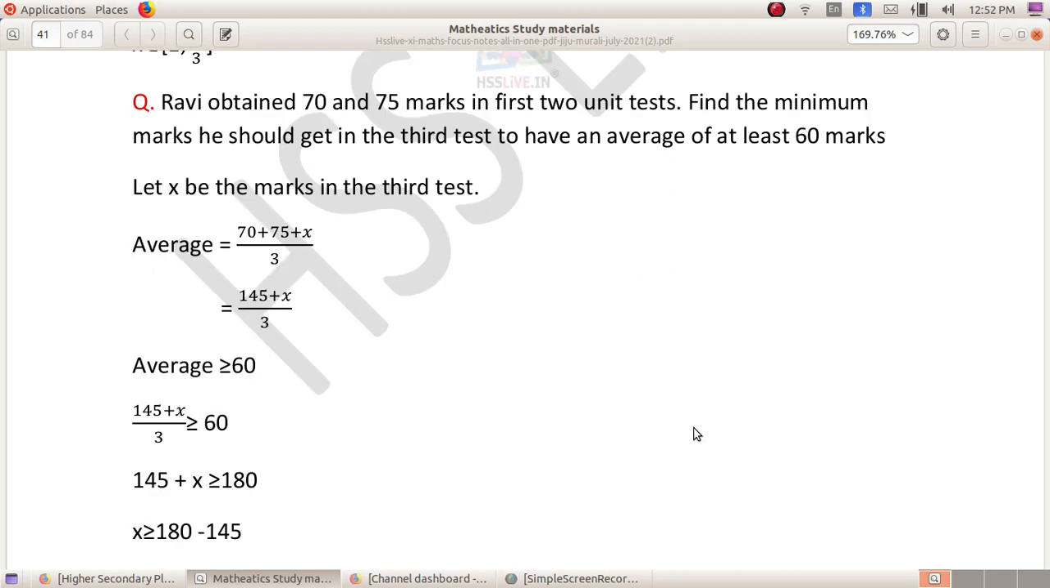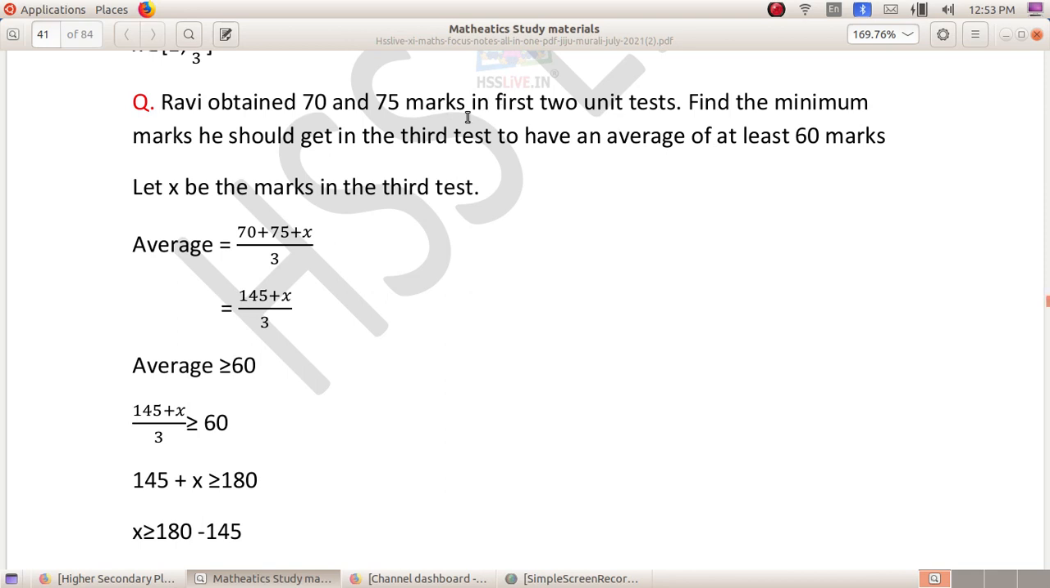Okay, see this question. Ravi obtained 70 and 75 marks in first 2 unit tests. Find the minimum marks he should get in the third test to have an average of at least 60 marks. Okay, so here 3 examinations were conducted, and Ravi obtained 70 marks for first unit test and 75 marks for second test, and you have to find out the third mark.